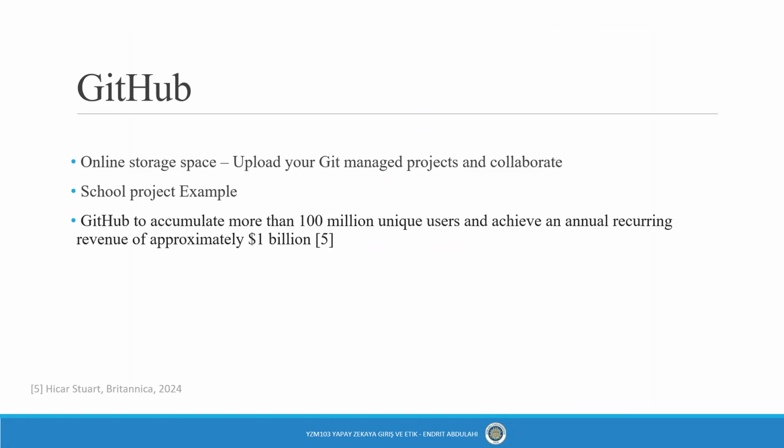Let's say that you're working on a school project together with your friend. You're doing your own work, he's doing his own work. There's no way to actually check what is being done and to compare your work with your friend's work. That's where a platform like GitHub would be really useful.